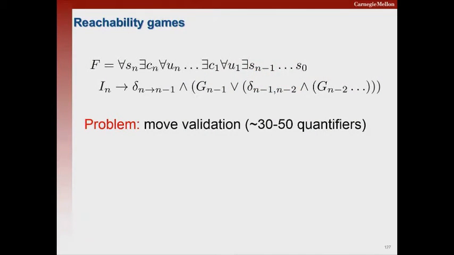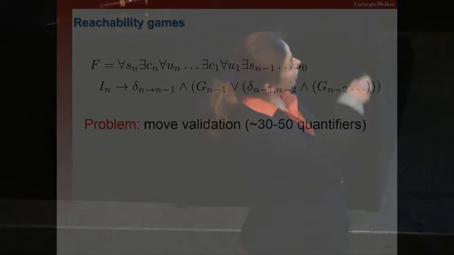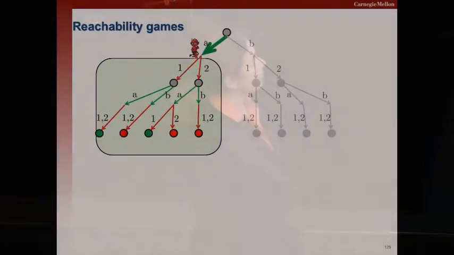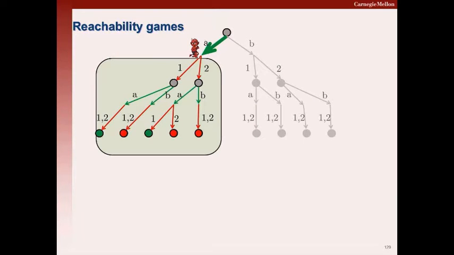Okay, so we have a candidate move, but now we have to verify whether it's actually a winning move or not, and we have a lot of quantifiers. To build an efficient solver, we exploit a duality between reachability games, where we want to reach a goal, and safety games. A safety game is a game where you want to stay away from the goal for a certain number of steps.